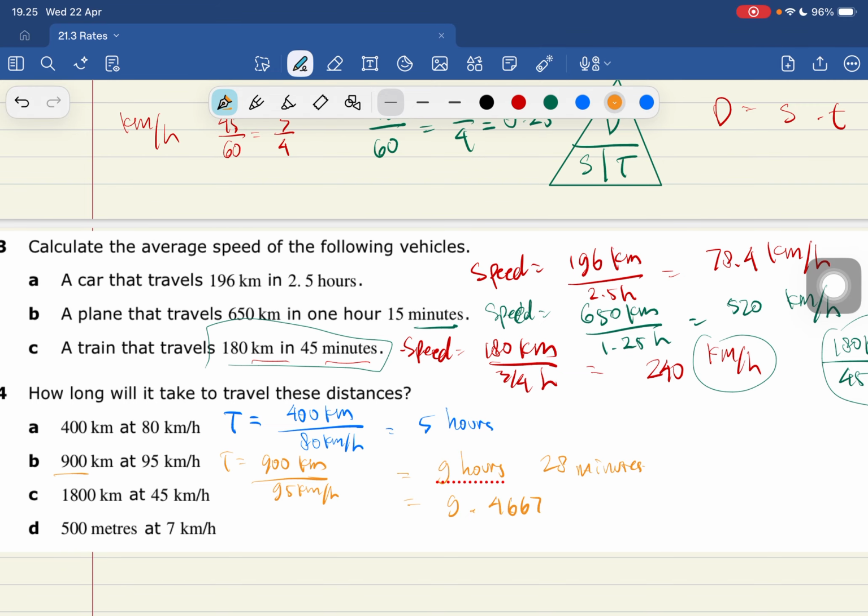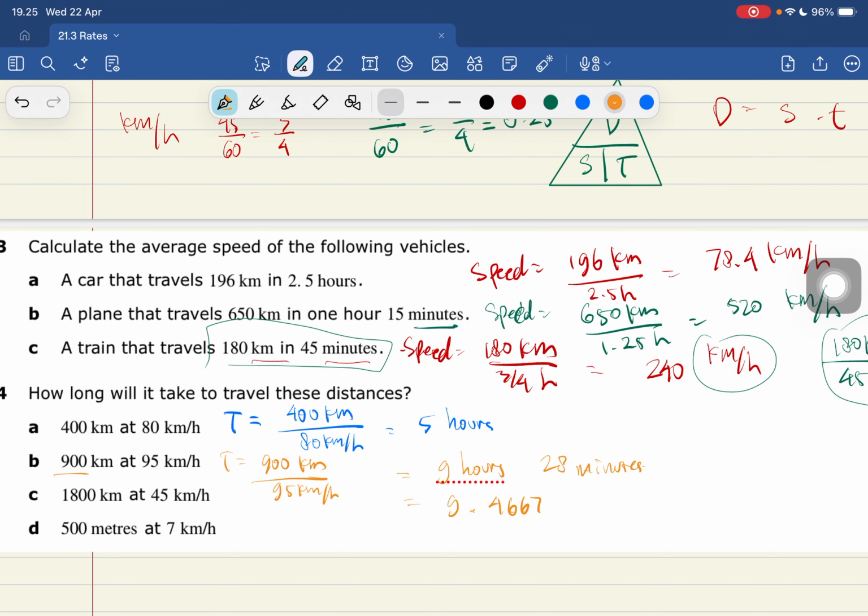Next for C, since there is not enough space, I will write it down. Here the time is 800 kilometers divided by 45 kilometers per hour.